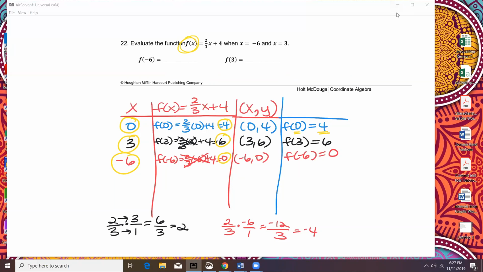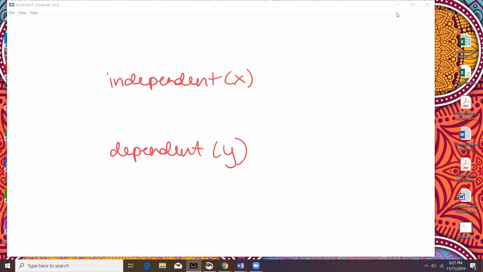Can you remind me what dependent and independent variable is? Definitely. An independent variable is going to be the x variable, and the dependent is going to be y.